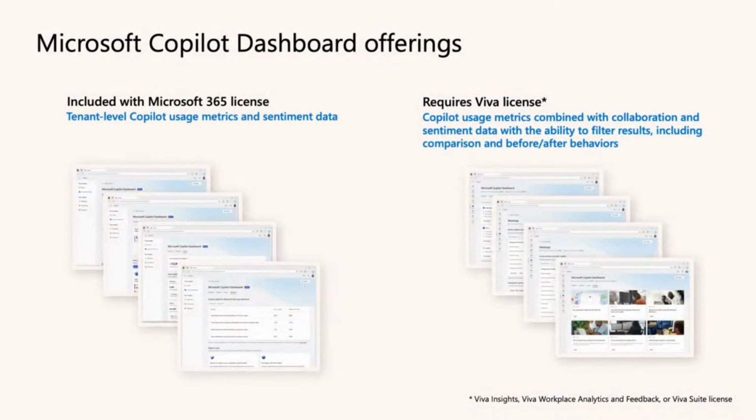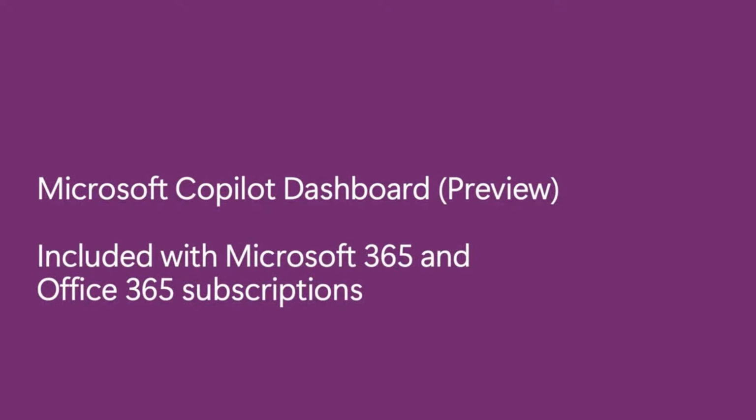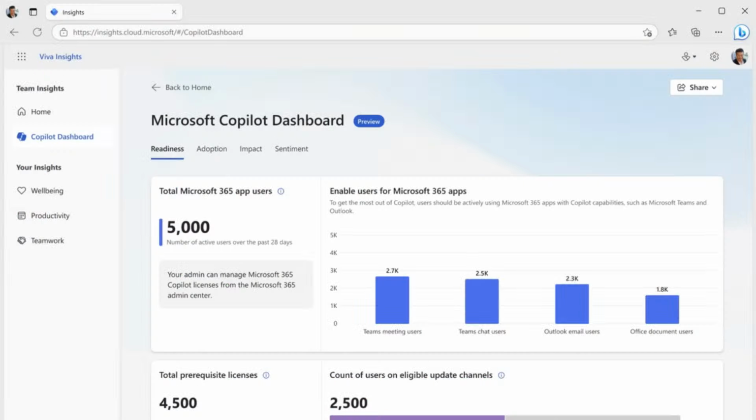So like I mentioned earlier, there are two versions of the dashboard: the version available to all Microsoft 365 customers and the version enabled with your Microsoft Viva subscription. Starting with the version that's available with Microsoft 365, upon launching the dashboard, you'll see there are four tabs: readiness, adoption, impact, and sentiment. The readiness tab helps you plan for deployment and understand how many people in your organization are well positioned to benefit from Copilot for Microsoft 365 by displaying the total number of active Microsoft 365 app users over the last 28 days and a breakdown of Microsoft 365 app feature usage for the features that are most relevant to Copilot for Microsoft 365.